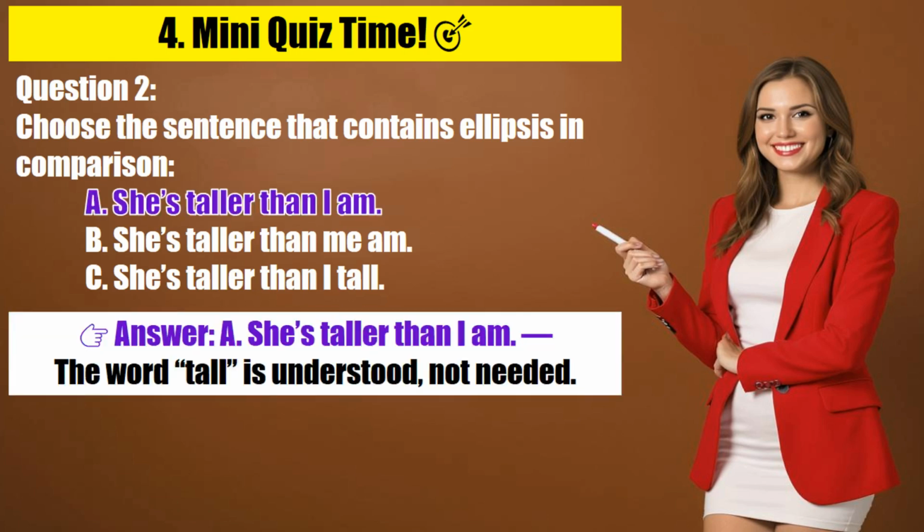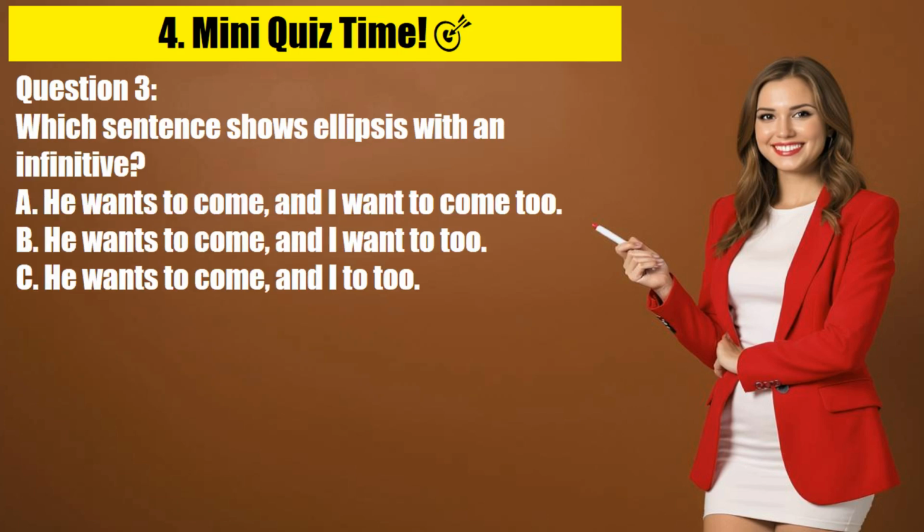Answer A. She's taller than I am. The word tall is understood, not needed. Question 3. Which sentence shows ellipsis with an infinitive? A. He wants to come and I want to come too. B. He wants to come and I want to too. C. He wants to come and I too.